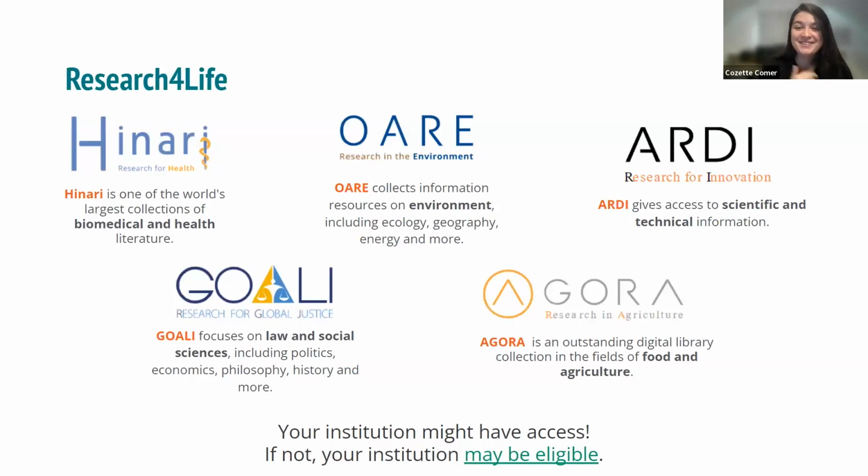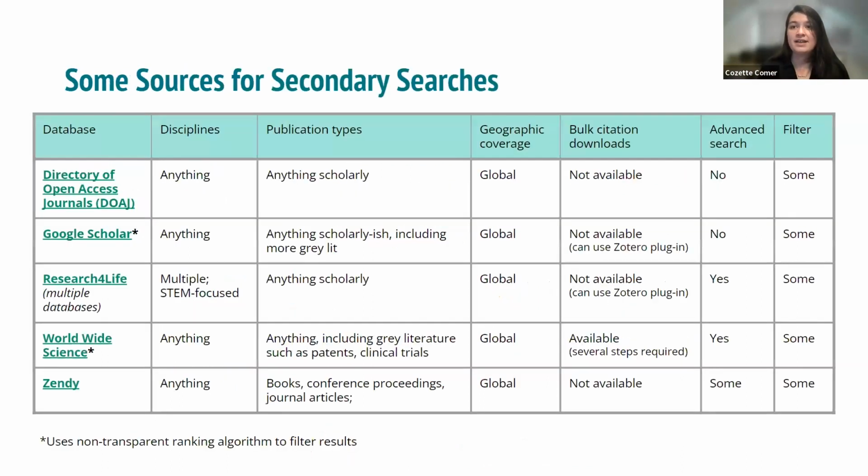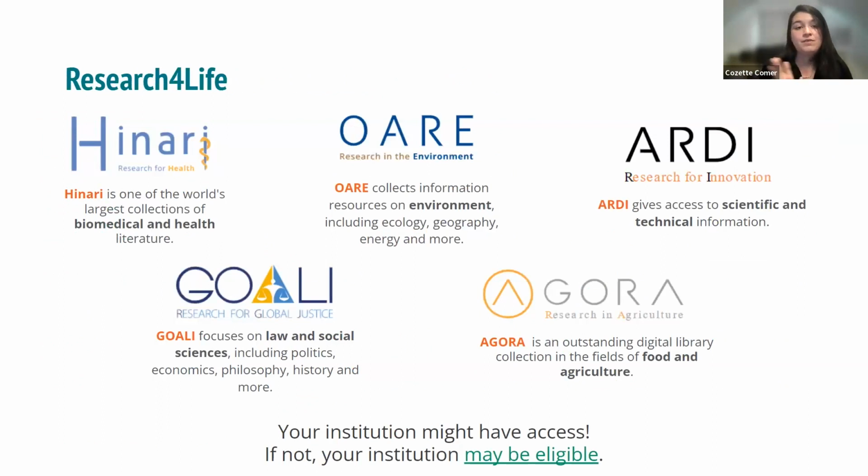So on this slide, we do want to highlight the Research for Life group. Research for Life provides institutions in low and middle income countries with online access to academic and professional peer-reviewed content. They have 5 different databases that are available based on different disciplinary scopes. You can see them all on the screen. Our main message here is that we want you to know your institution might have access to this if you weren't already aware that it does. And if your institution does not have access, they might actually be eligible. So we've linked to the eligibility criteria for an institution to get access to Research for Life.